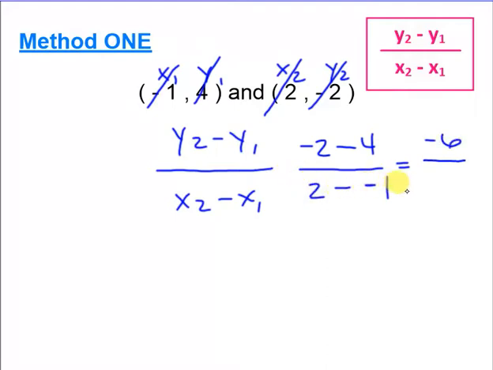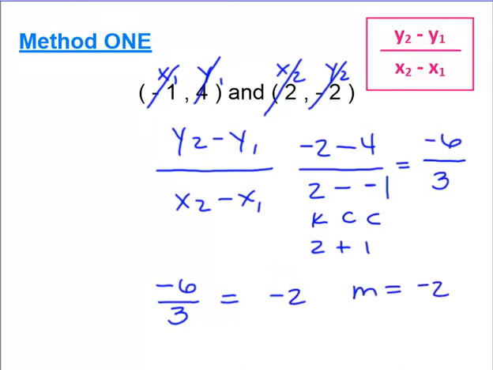Now, 2 minus -1. Think in your head, you have a subtraction problem, right? So you have keep, change, change. So that's going to be 2 plus 1, which is 3. Okay? Now, -6 over 3. We need to go ahead and simplify it. Well, a negative divided by a positive is a negative, and 6 over 3 is 2. So m equals -2. So the slope of that line is -2.